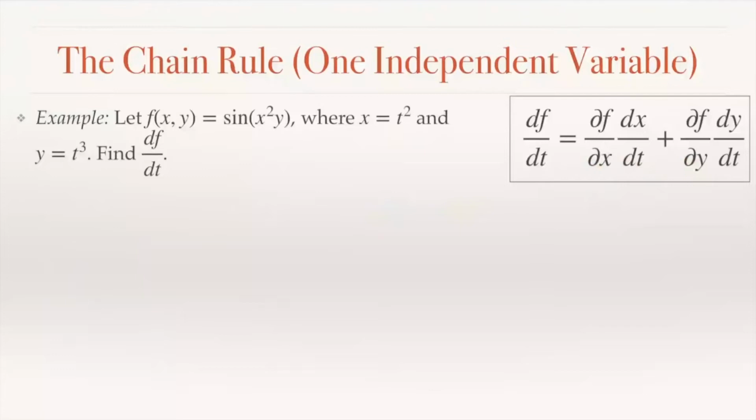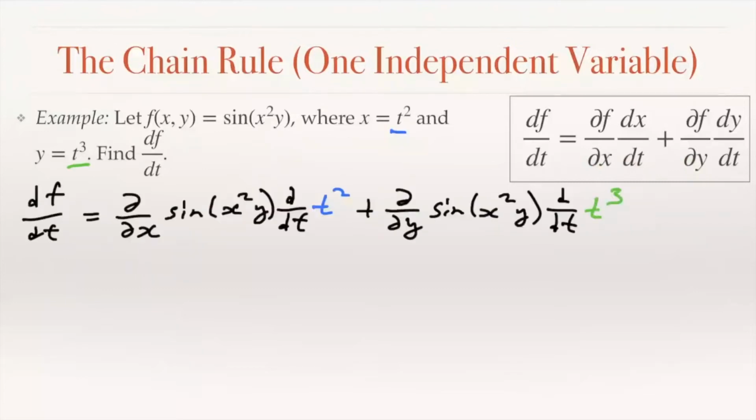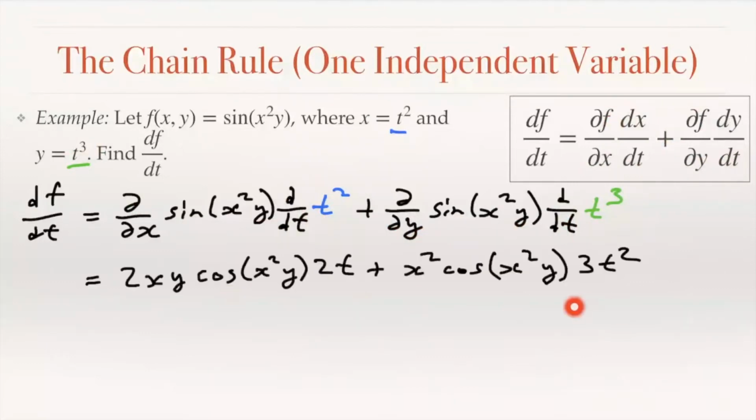So applying that, we have that df/dt is del f del x of sine x squared y squared, that's our f, times dx/dt, that is d/dt of t squared since x is t squared, plus our del f del y times d/dt of y, which is t cubed. So putting it into this looks like that. And now we compute those partial derivatives and the single derivatives, and we get this. And you can verify that this is indeed the partial derivative with respect to x of that, and so forth by the single variable chain rule.